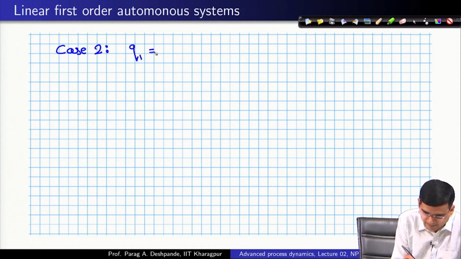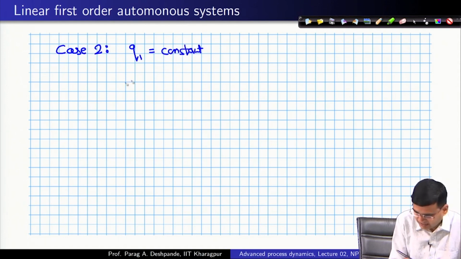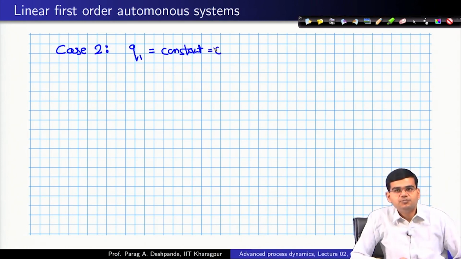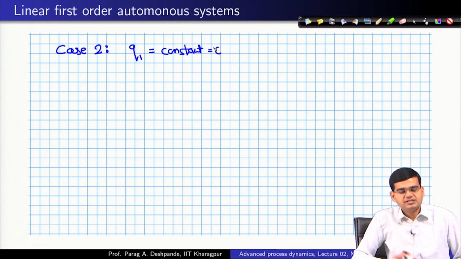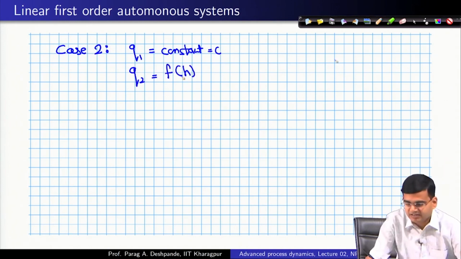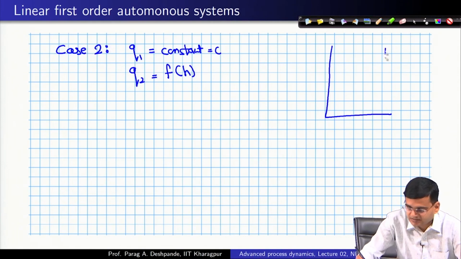Q1 is a constant, okay, and let us say that the constant is C. So, the input flow rate is a constant, and the output flow rate is a function of the height or the liquid level. Let me quickly draw this.